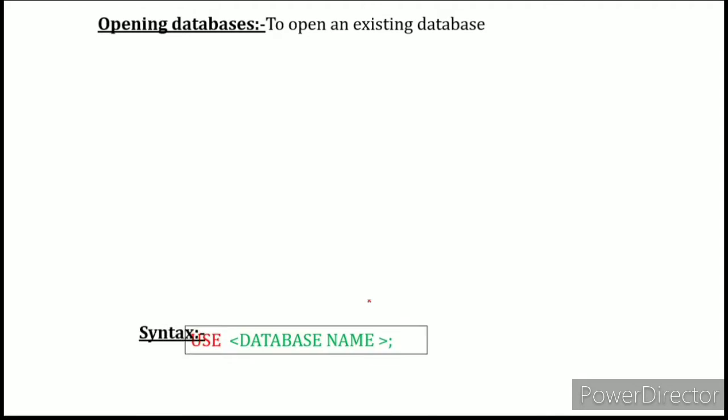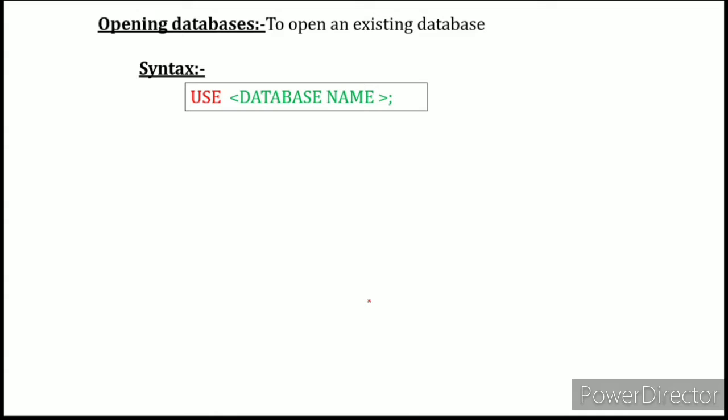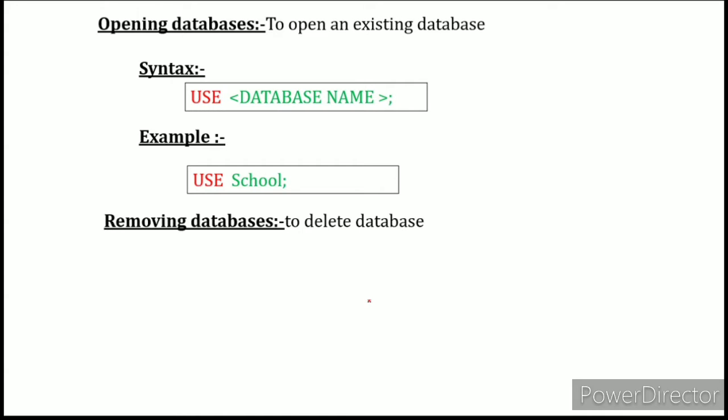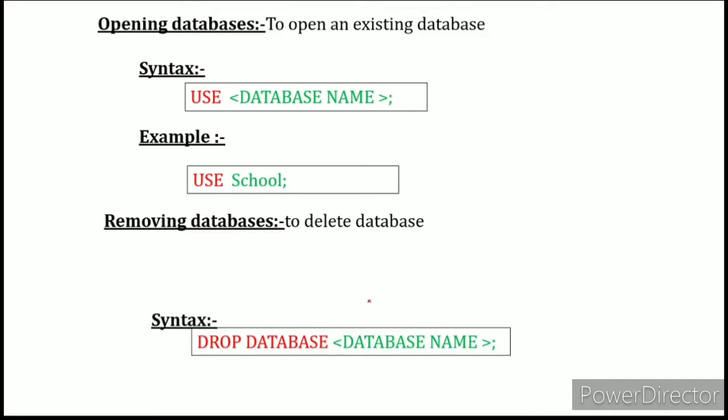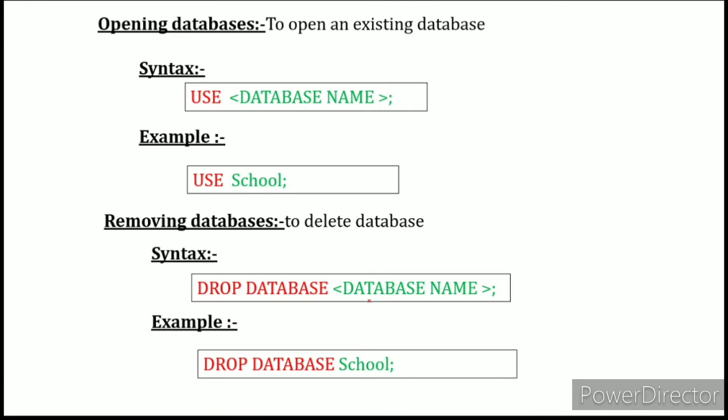After creating a database, we have to open that database by writing this command: use, the name of the database, and semicolon. This is an example, use school. If you don't need it anymore, we can also remove this database by using drop database, name of the database. So, drop database school. So, we can remove this database.